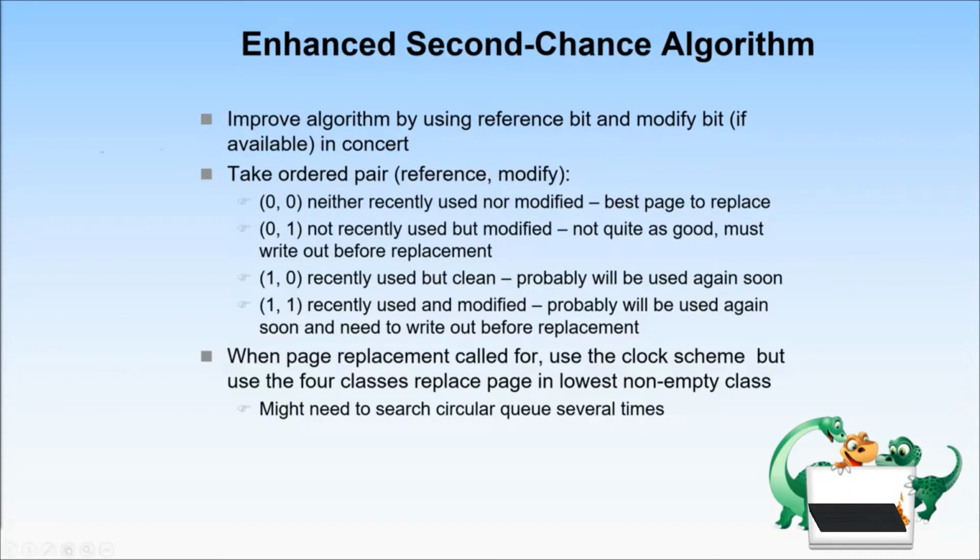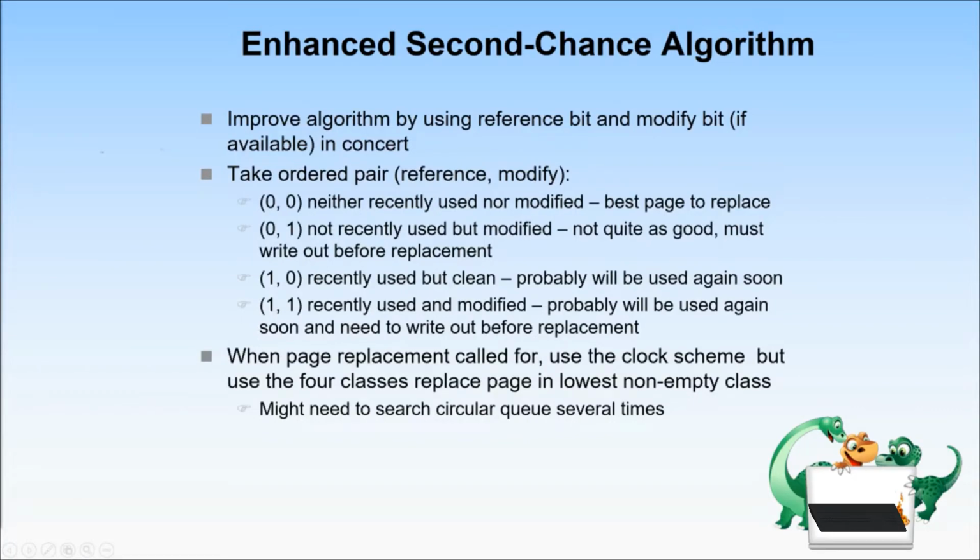classes here. So 00, neither recently used nor modified. 01, not recently used but modified. 10, recently used but clean. And 11, recently used and modified.